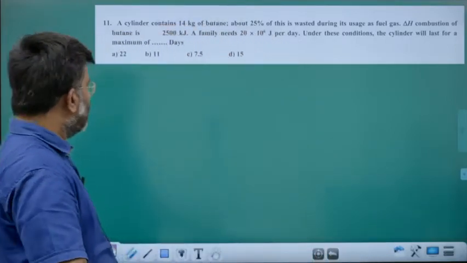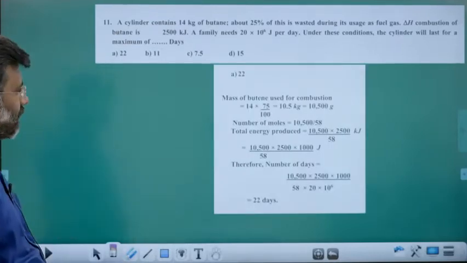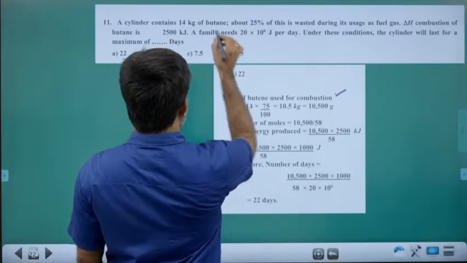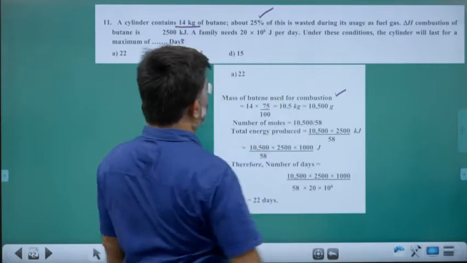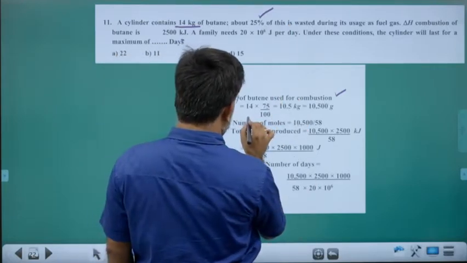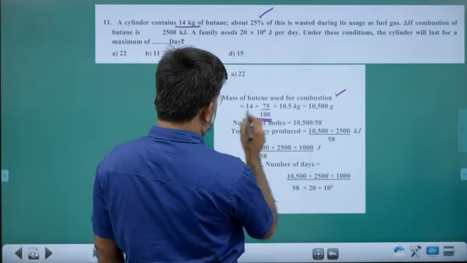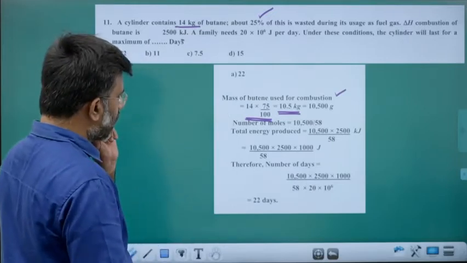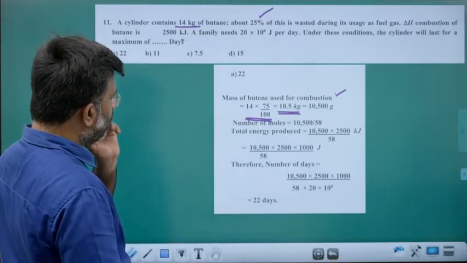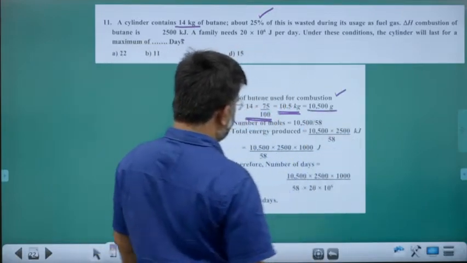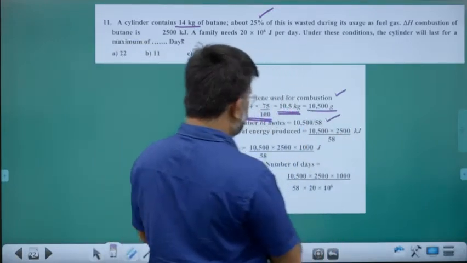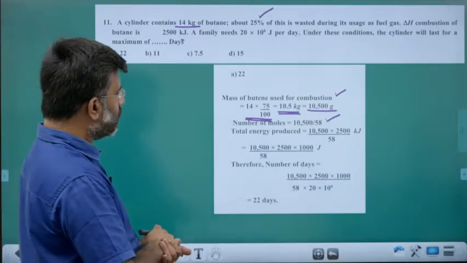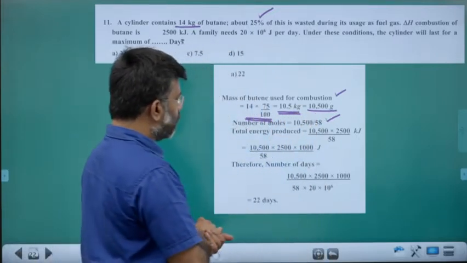Okay? Simple one, moderate one, not a tough question. You see, the mass of butane used for combustion, how much? The total mass is 14 kg, but 25% is wasted. So how much is utilized? 75% of 14, that means 10.5 kg. 10.5 kg means this much in grams, which means this much in moles. So for that many moles, how much heat will be released?